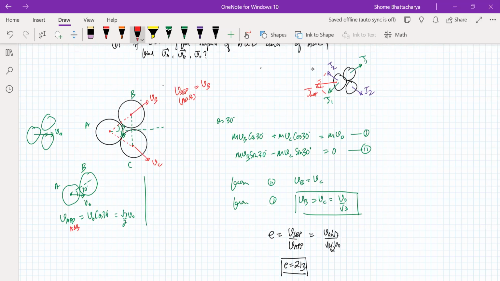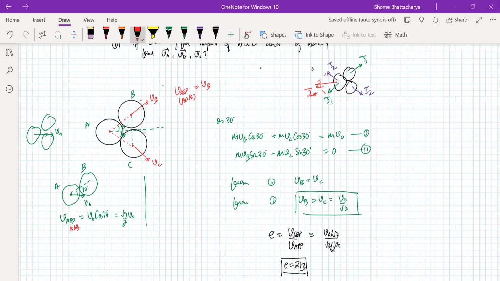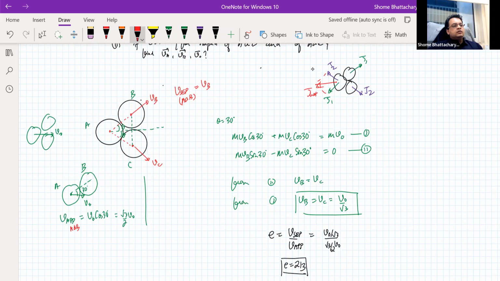Sir, I have a doubt here. If there was no C, then would the coefficient of restitution stay the same? But then A could not come to rest. Then it would be an oblique collision. A could not have come to rest in this situation, because the momentum of A is not directed towards the center of B. The only way A could have come to rest is if it had been a perfectly elastic head-on collision between A and B, because they are identical masses. You understanding the point?